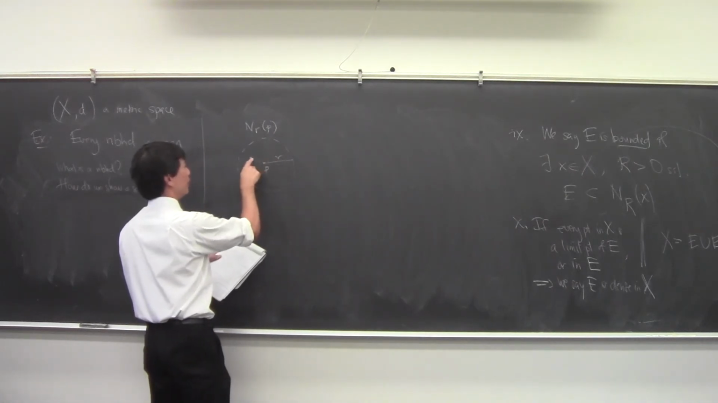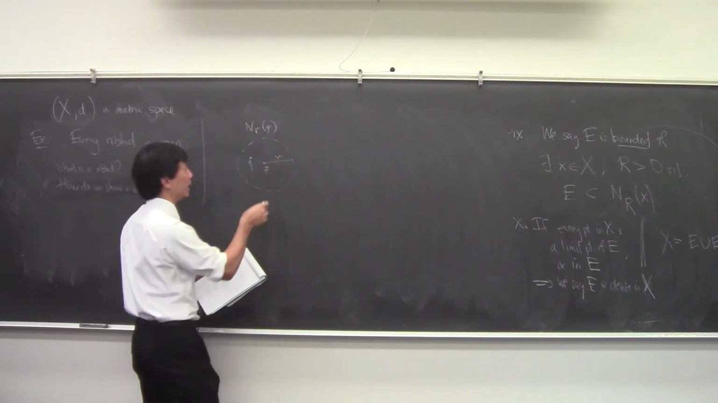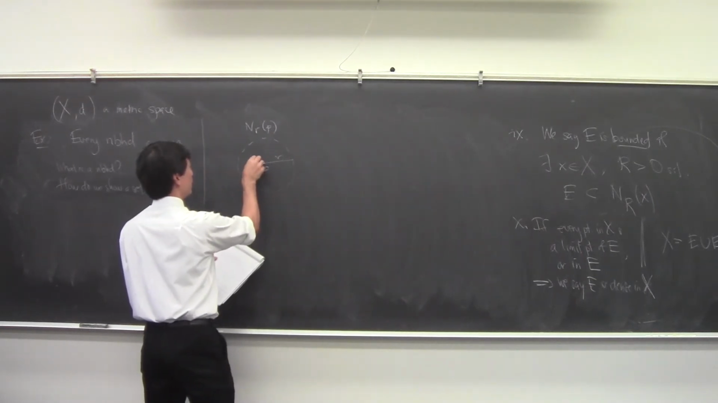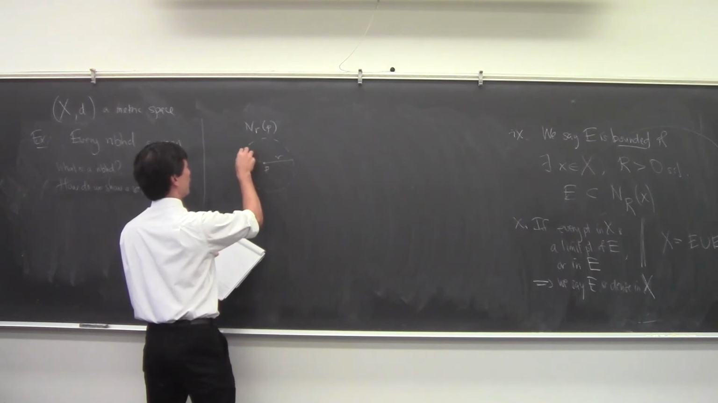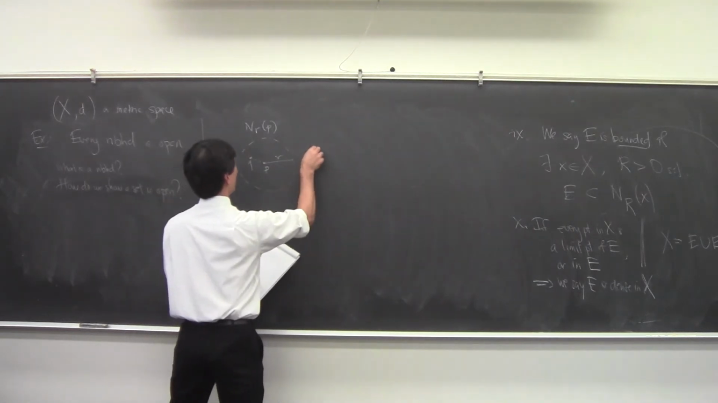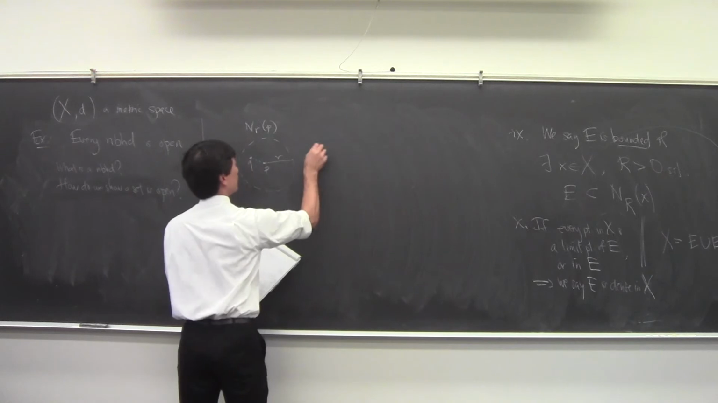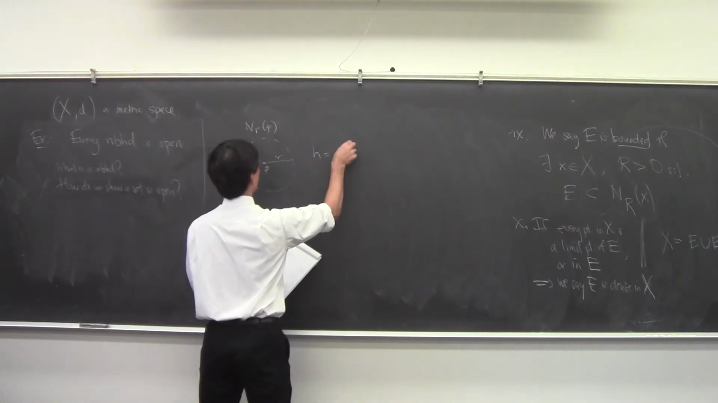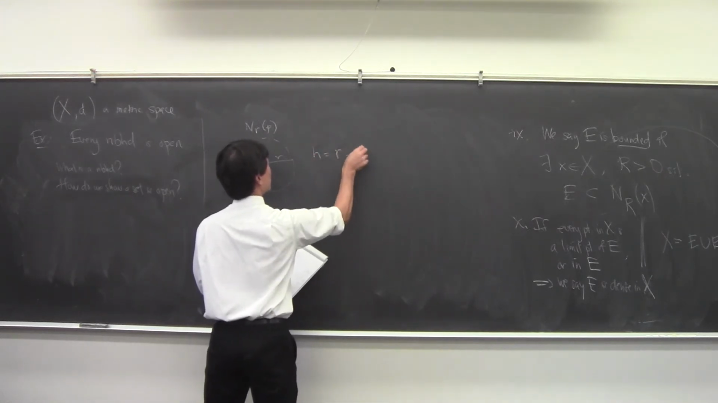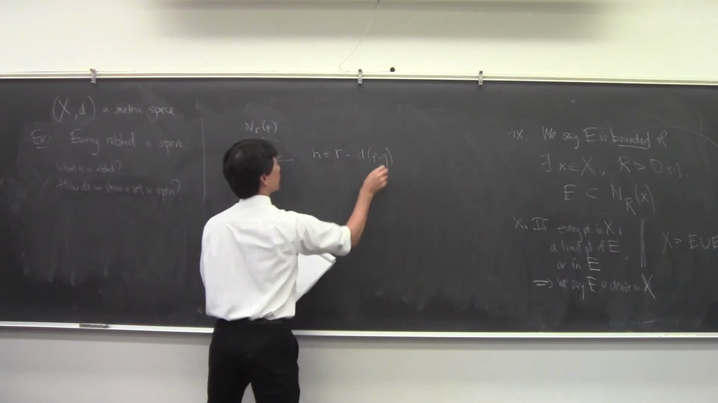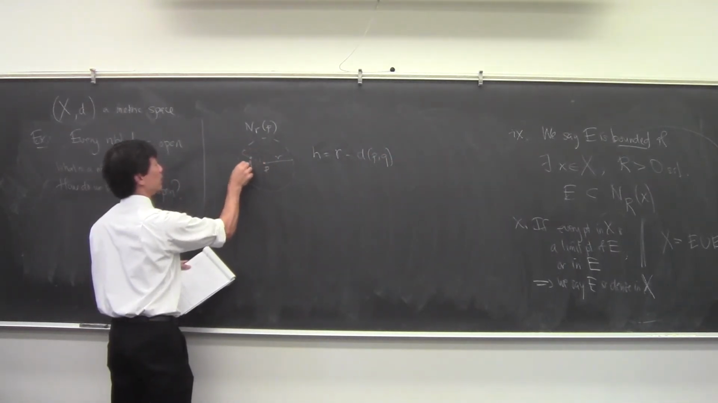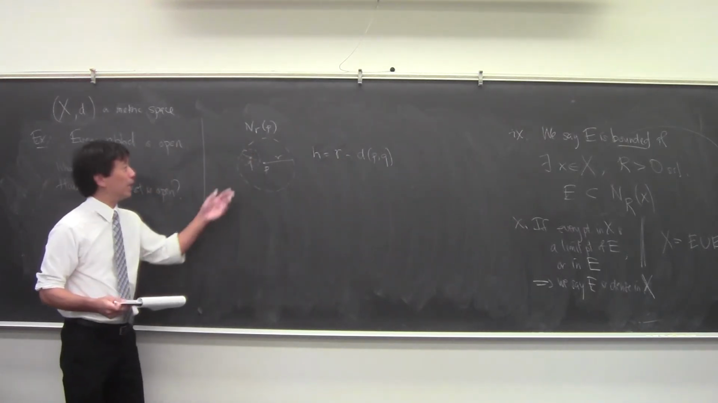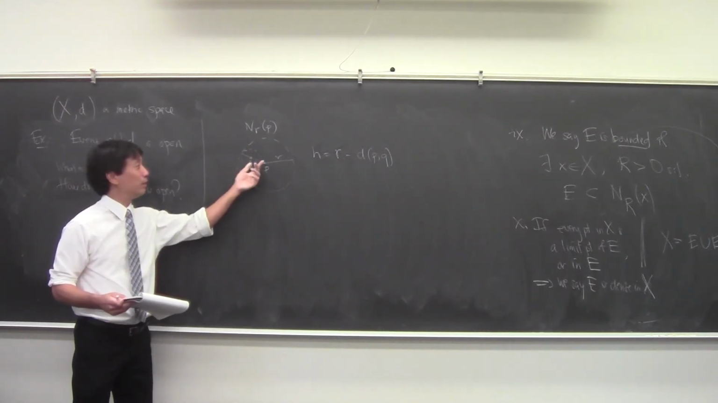R minus the distance from P to Q, say, right? So say, okay, well, let's call this thing H. Let H denote R minus the distance from P to Q. So that is the distance to the boundary, right? And hopefully that should be the right answer, right?